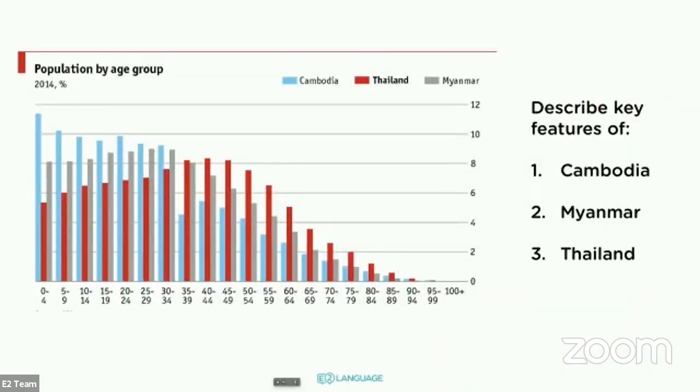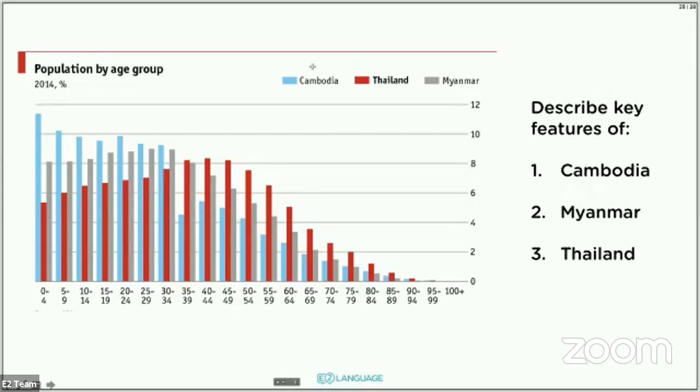So let's look at this. Describe main trends or key features. Okay, so we're not really comparing yet. What I want to do is describe Cambodia. Then I want to describe Thailand and just a single sentence for each, and Myanmar. Okay, in terms of their population breakdown.